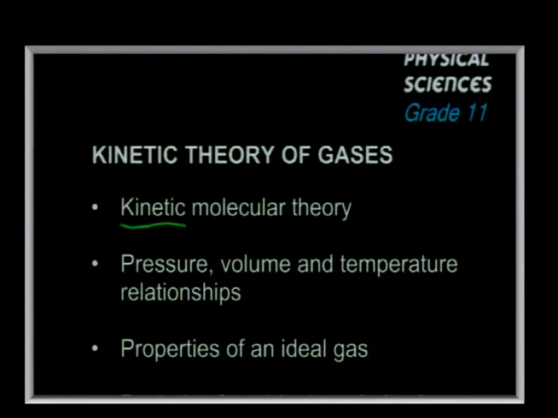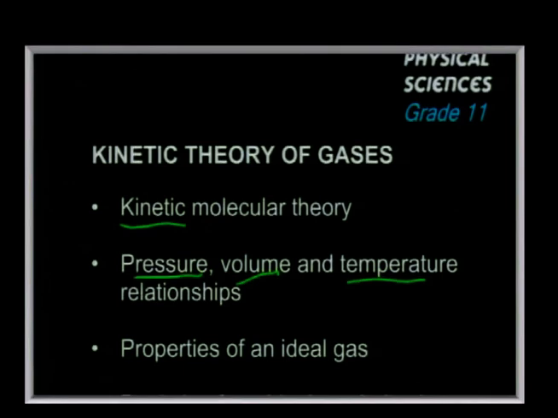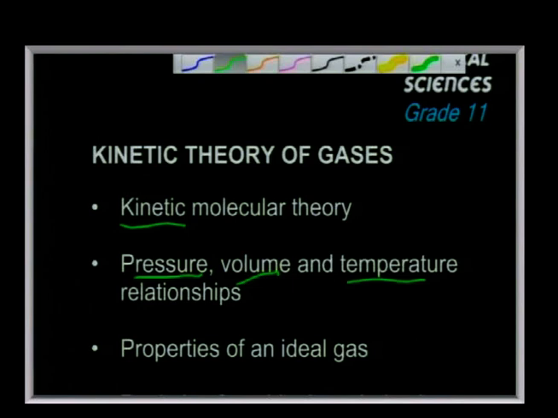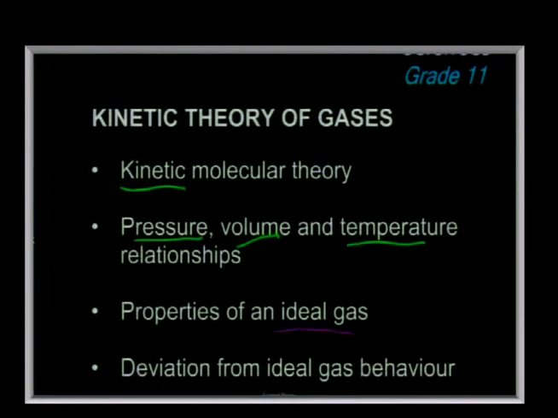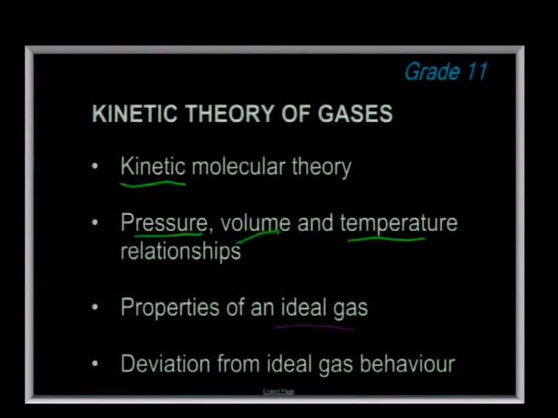Then we're going to use that theory to explain the relationship between pressure, volume, and temperature. And there's a whole lot of experimental data that we'll need to consider as well. So there's some important experimental stuff that you're going to need to interpret and work with. Then out of that experimental stuff, we come to something that people in theory love, and that's this idea of an ideal gas.